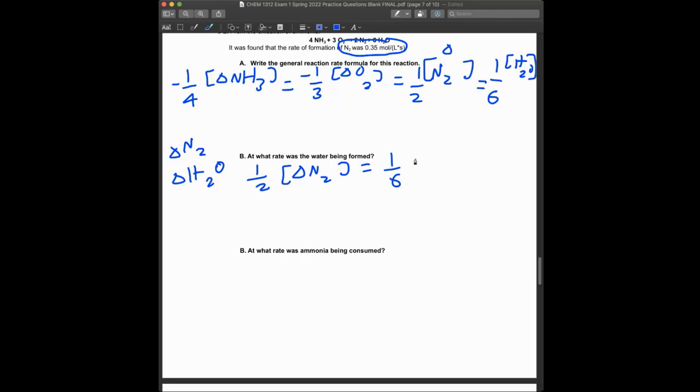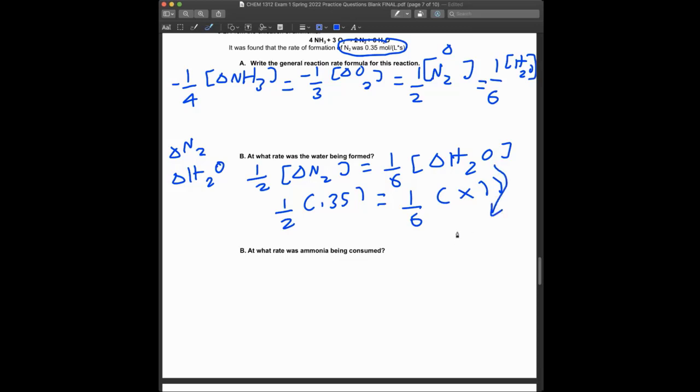And then we just set that. We take from our general rate reaction formula we wrote above, take those two parts. You can omit the other ones because we don't need them at the moment. And let's go ahead and find the rate of formation of water. So we are given this value in our problem, and we're asking to find this, right? And when we solve for x, we get 1.05 mole per liter.